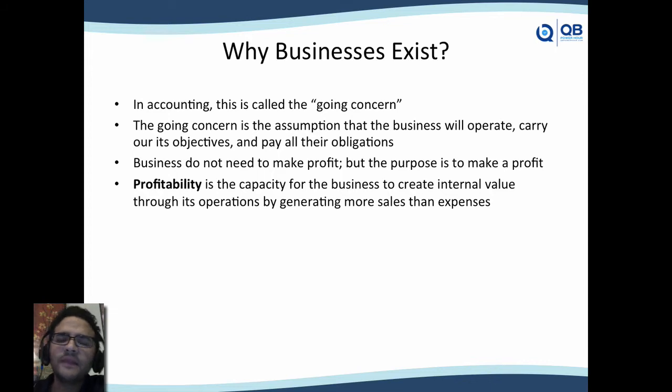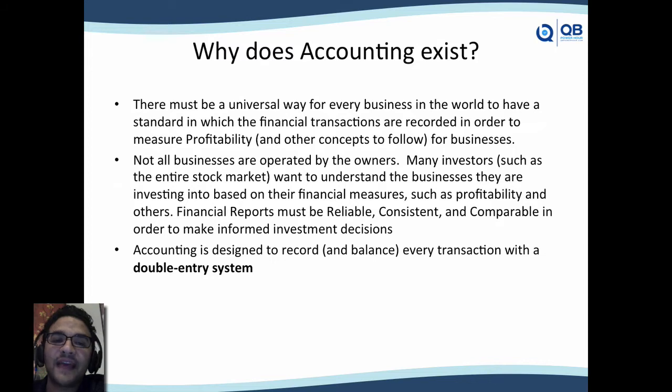So let's talk first about why a business exists. In accounting, this is called the concept of a going concern. Going concern is an assumption that we make that the business will continue to operate, carry on its objectives, and pay all of its obligations. Businesses do not need to make a profit, but most of the time the purpose of a business is to make a profit. Profitability is the capacity for a business to create internal value through its operations by generating more sales than expenses. Now, why does accounting exist?